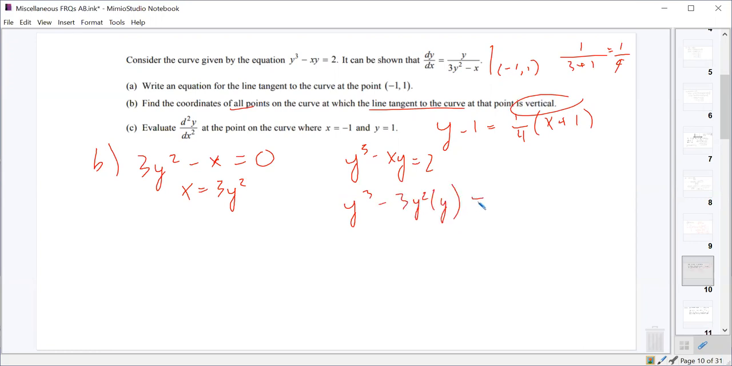Plug in the 3y squared for x and solve. That's how you solve a system of equations, right? You do substitution, solve one thing for one variable and plug it into the other one. That'll tell you when both things are true.